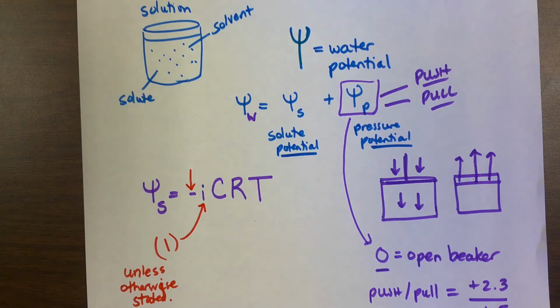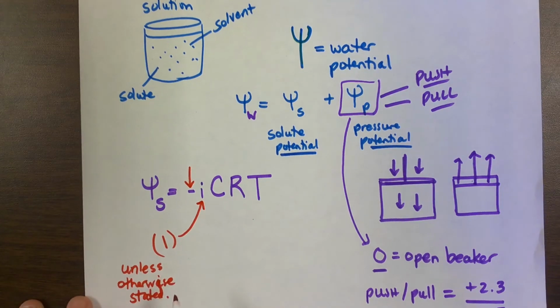And it's going to be 1 for sucrose. If it's something different, like I said, they'll give it to you. So for our lab today, since we use sucrose, the ionization constant was 1. But if they told you it was 2, then you would plug in 2. If they told you it was 3.7, that's what you would plug in.